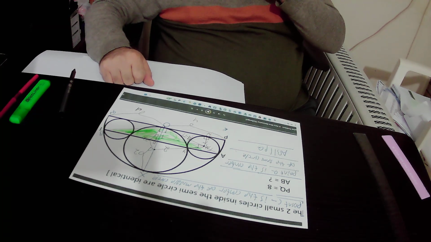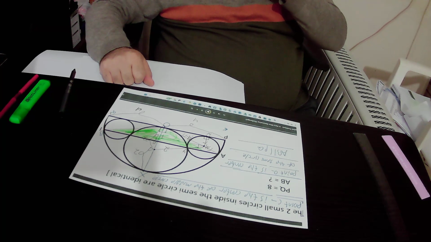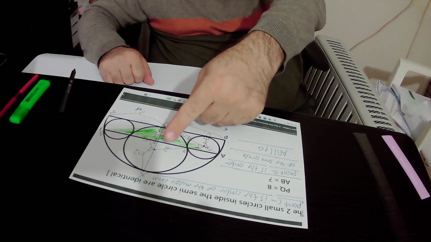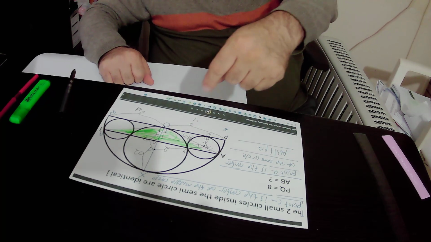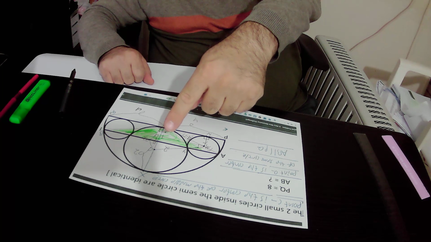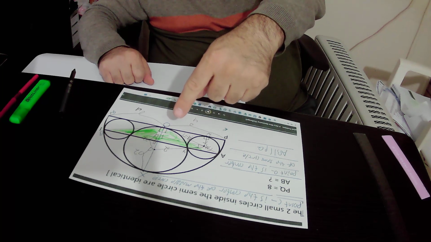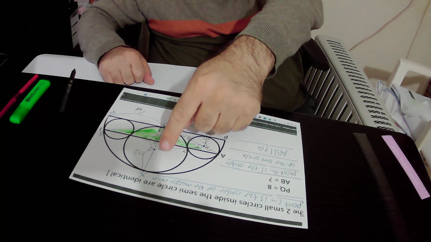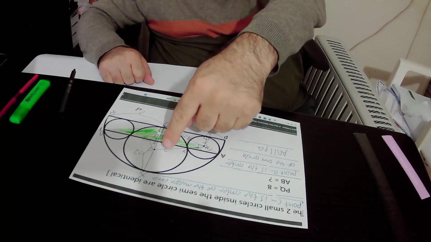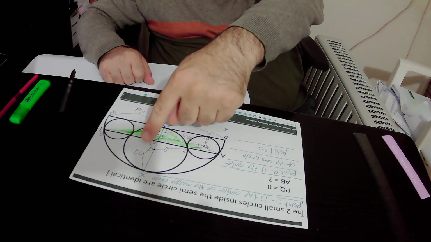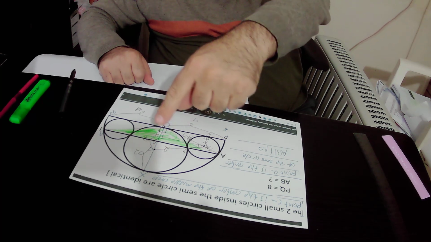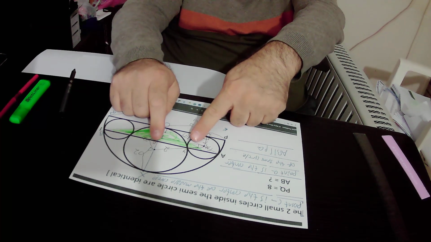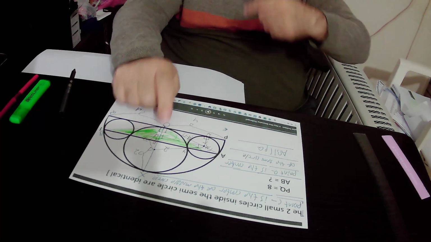But OX is not only the radius of the semicircle. OX is actually also the diameter of the middle circle. So if the diameter of the middle circle equals 4 units, then the radius of the middle circle will be half of it. That is to say, it will be equal to 2 units. That is to say, the radius CX of the middle circle equals 2 units, and the radius OC of the middle circle also equals 2 units, and CY, that is also the radius of the middle circle, equals 2 units.